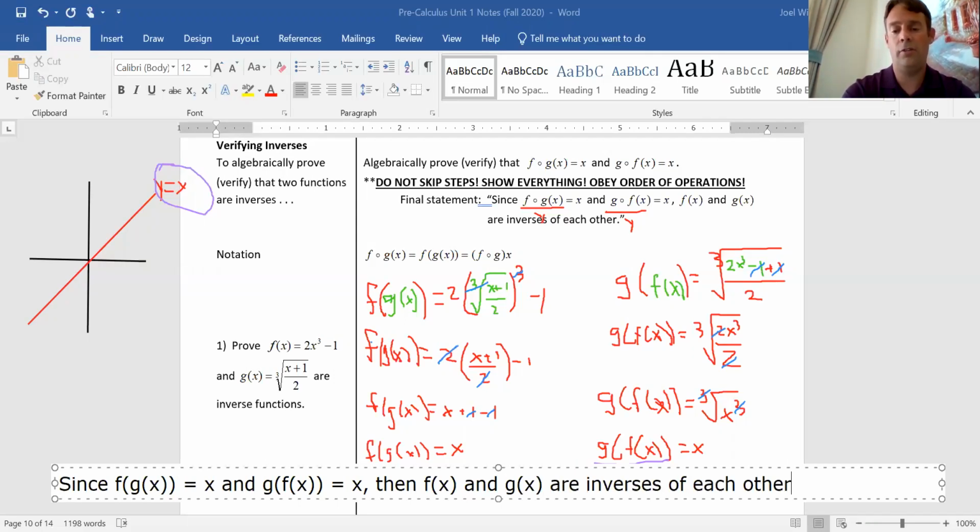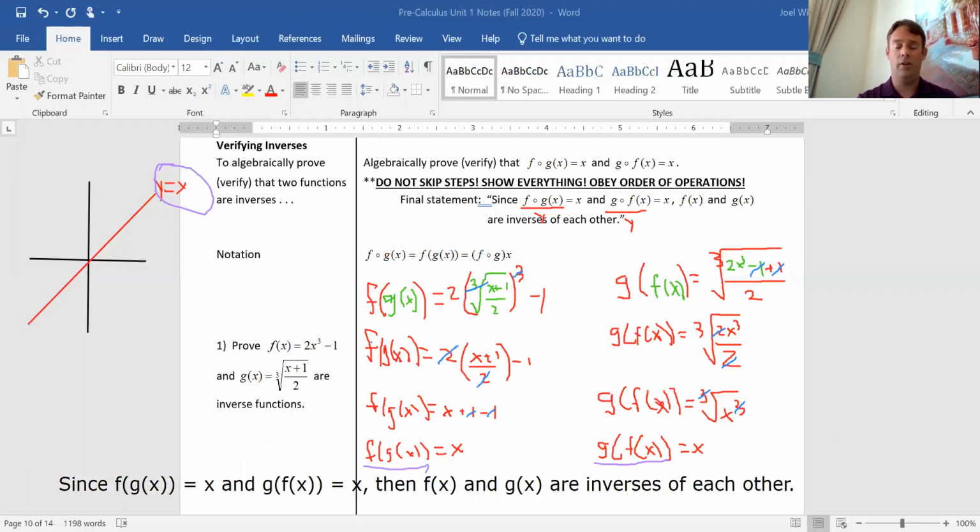of each other. A lot of people like to say, since they equal x. Well, it's not they. We don't use pronouns. We have to be specific. F of g of x and g of f of x equal x. So we say what we did, and then we say what it means. Then f of x and g of x. And again, a lot of people like to say they, then they are inverses. No, got to be specific. Then f of x and g of x are inverses of each other.